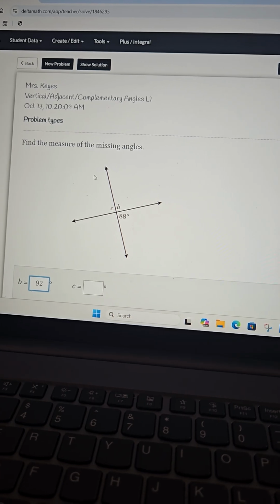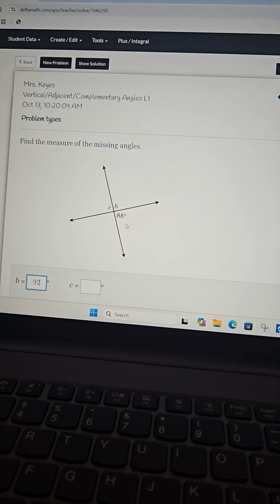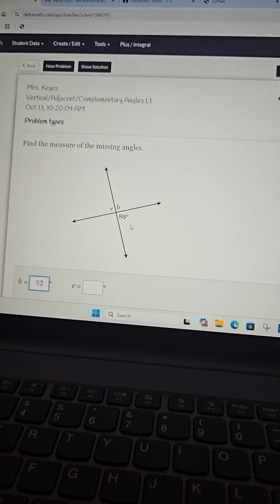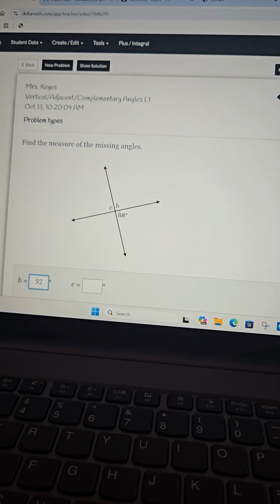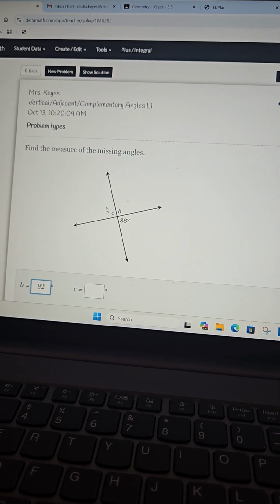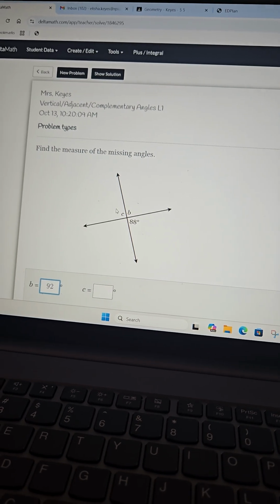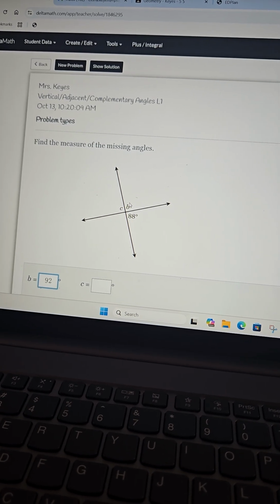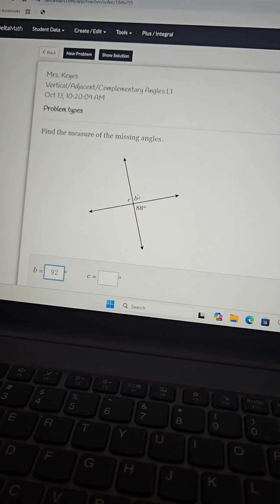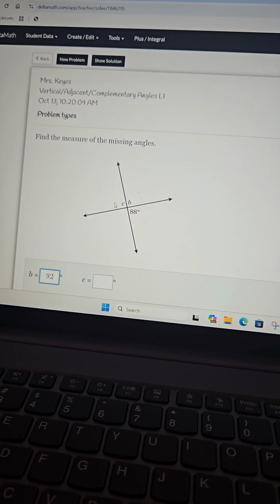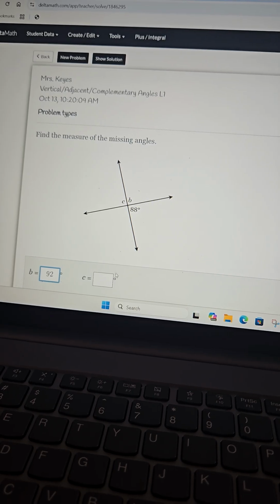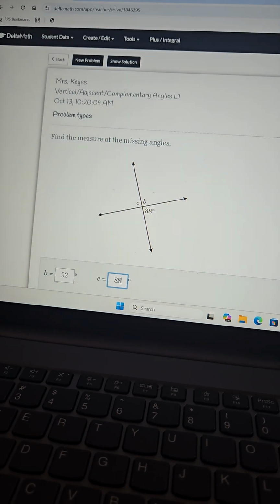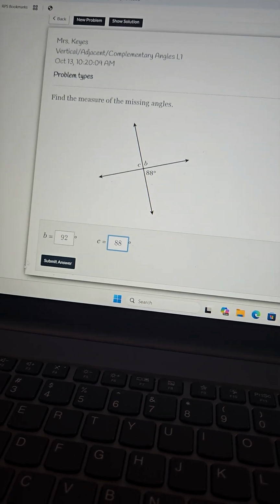And then for C, these are vertical angles, right? So vertical angles are the same. So if you remember the vertical angles are the same, you just go, oh, this is vertical, so it's going to be 88. However, if you forgot about vertical angles, but you recognize these are linear pairs, you just figured out that this is 92, you would take 180 minus 92, and this would give you 88. So you could work it out 2 different ways. But if you remembered the vertical angles, that's going to be less math. Okay, let's submit that.